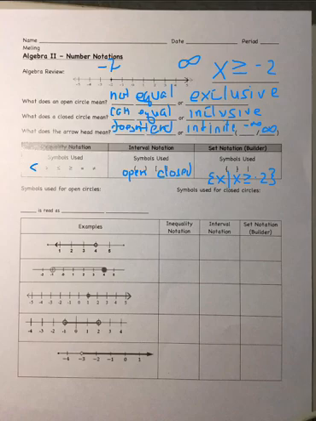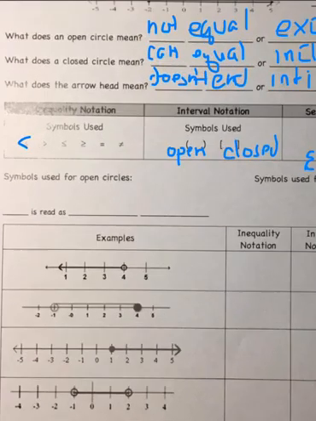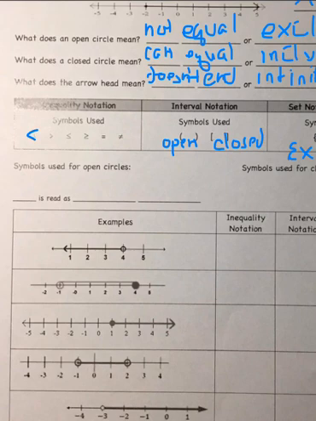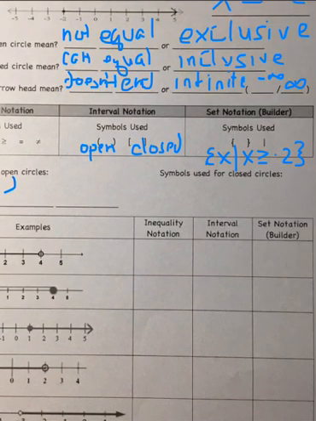And symbols used for open circles. So let's zoom in here. Symbols used for open circles: we have not equal, which is the equal sign with a slash, less than, greater than, and then the parentheses. And for symbols used for closed circles, it would be less than or equal to, greater than or equal to, brackets, and the equal to sign.